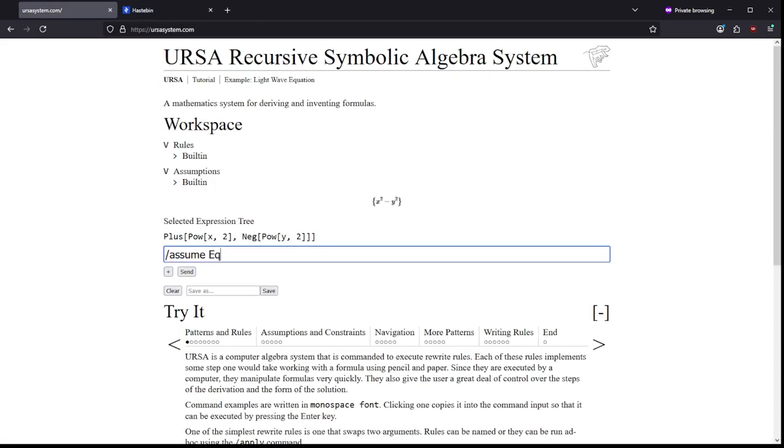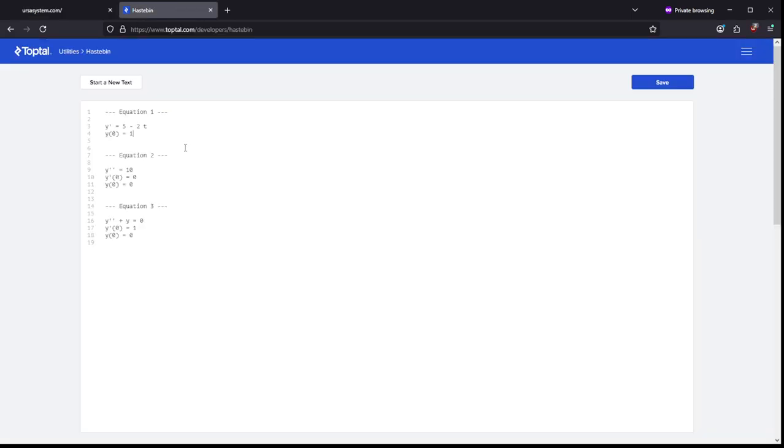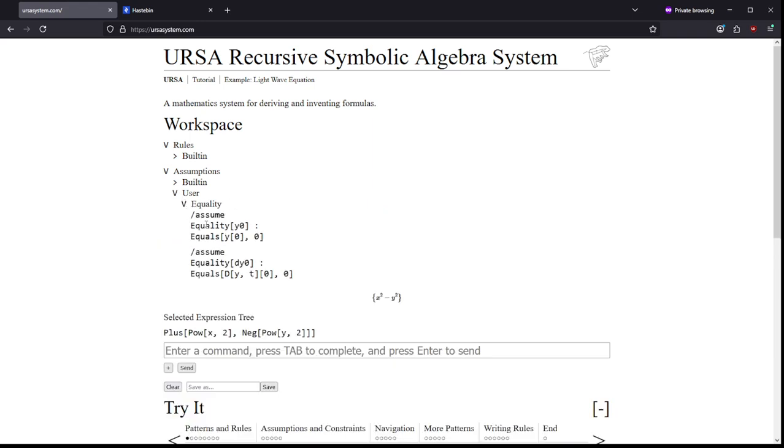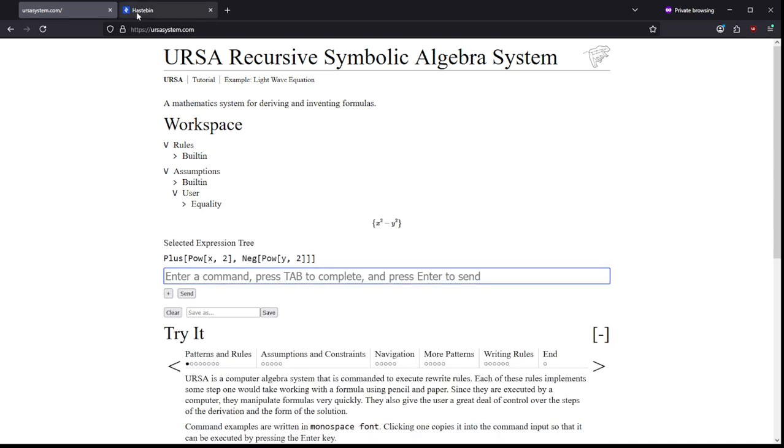So we're going to assume an equality. I will call it y0, and the data of it will be that y of 0 equals 0. That's the second one. And then assume, I'll call the other one dy0 for the derivative of y at 0. And that's going to be that the derivative of y with respect to t evaluated at 0 equals 0. So now we've got both of these 2 assumptions. And now I'll set the equation to be this differential equation, that the second derivative of y equals 10.